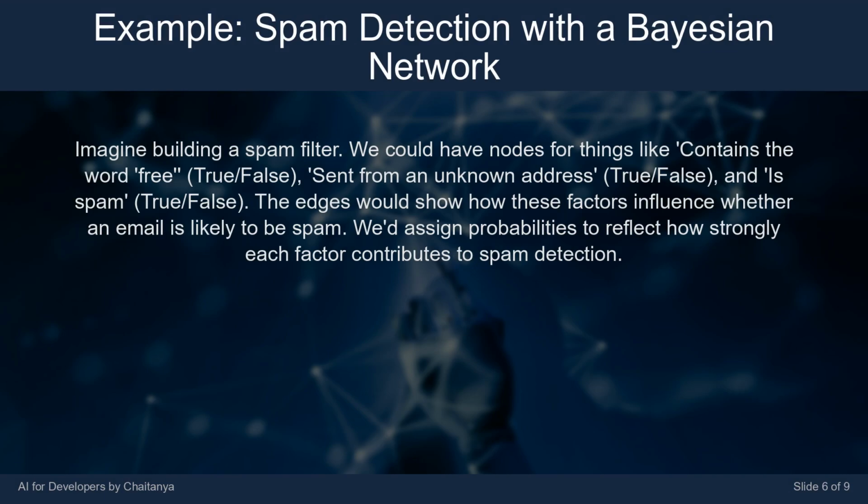Imagine building a spam filter. We could have nodes for things like contains the word free, true, false, sent from an unknown address, true, false, and is spam, true, false. The edges would show how these factors influence whether an email is likely to be spam. We'd assign probabilities to reflect how strongly each factor contributes to spam detection.